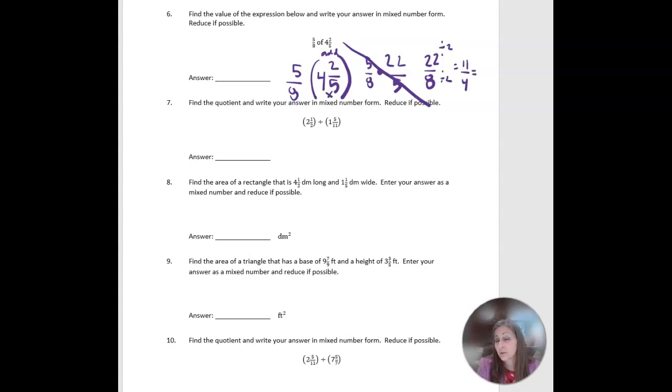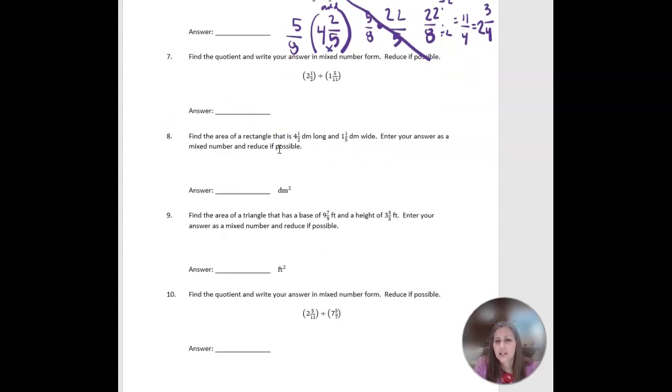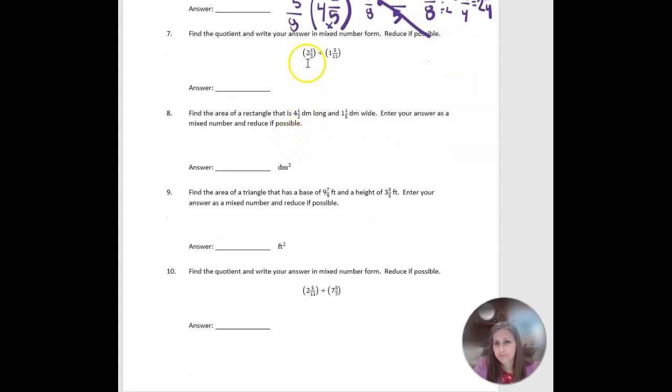4 goes into 11 twice with a remainder of 3. So it would be 2 3/4. Again, you can use your calculator, but I'm showing you the long way to do it. All right, and once we get to number 7, we get to division.